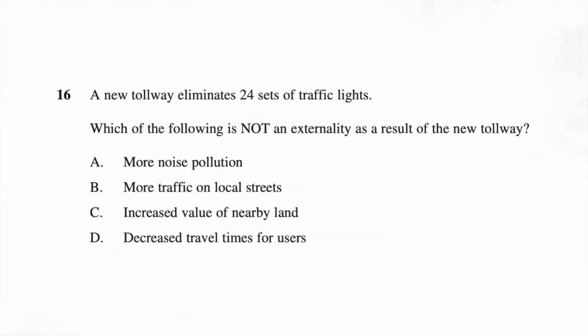So the question is, a new tollway eliminates 24 sets of traffic lights. Which of the following is not an externality as a result of the new tollway? And so I think what we've got to think about here, first of all, is very briefly, before we unpack the answer, what's an externality, right? An externality at its base is a byproduct of economic activity. Now, this could be a positive, it could be a negative.